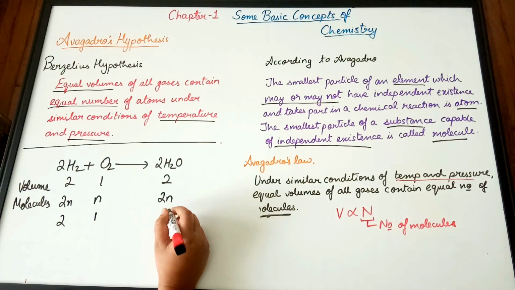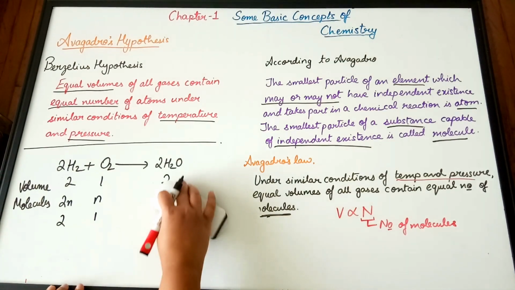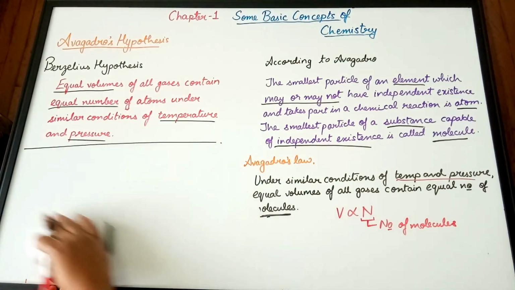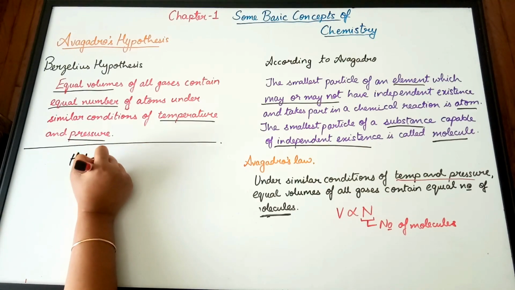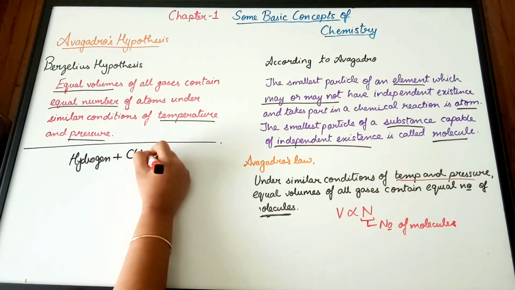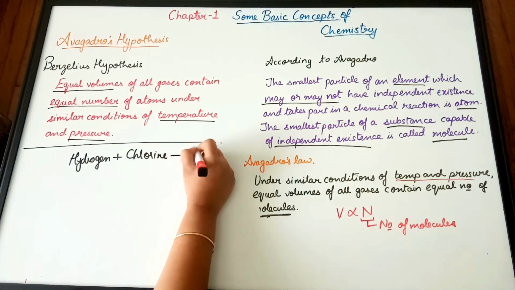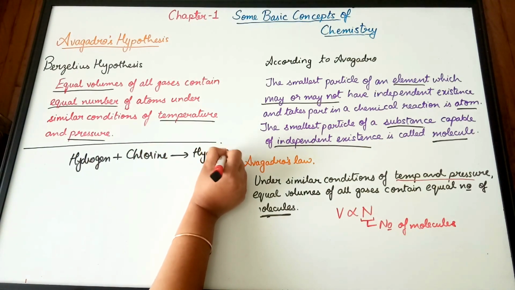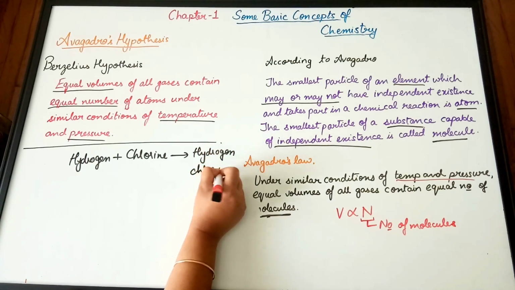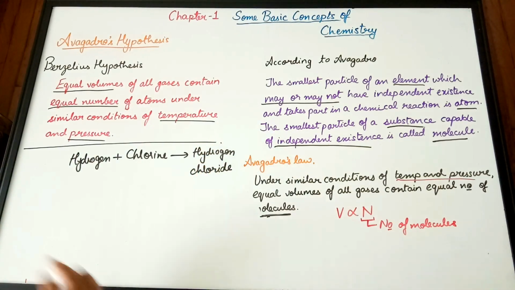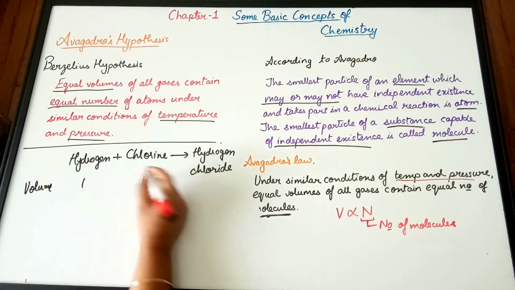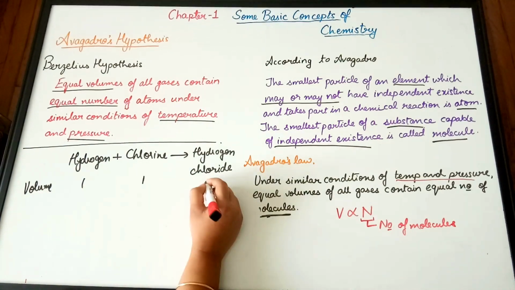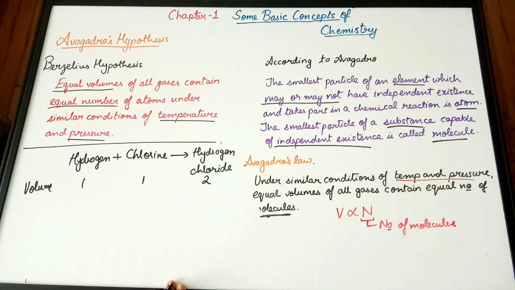Which means two molecules of hydrogen react with one molecule of oxygen to give us two molecules of water. Similarly, let's take the example of hydrogen and chlorine to give us hydrogen chloride. So H2 plus Cl2 gives rise to hydrogen chloride. Here let's take the volume first. According to Gay-Lussac's law, you have one volume of hydrogen reacting with one volume of chlorine to give us two volumes of hydrogen chloride.